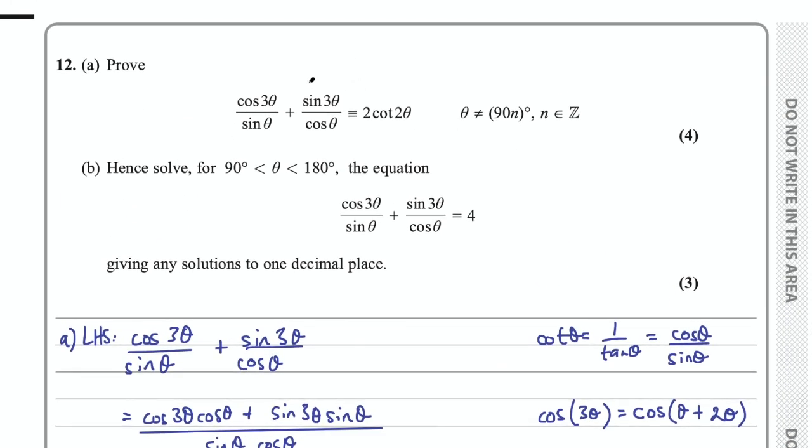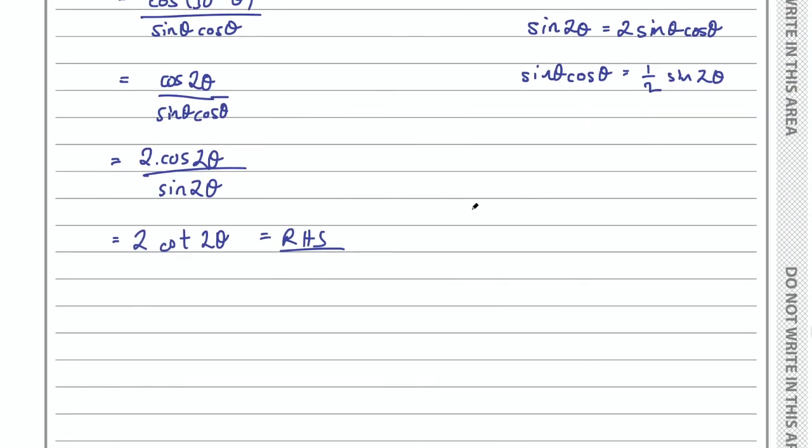Part B says, hence solve for theta between 90 and 180 the equation cosine 3 theta over sine theta plus sine 3 theta over cosine theta equals 4, giving any solutions to 1 decimal place. So we've just proved that cosine 3 theta over sine theta plus sine 3 theta over cosine theta is the same as saying 2 cotangent 2 theta. And using this expression, it's going to be much easier to solve for theta. So we can also say that 2 cotangent 2 theta is equal to 4 and solve for theta then.